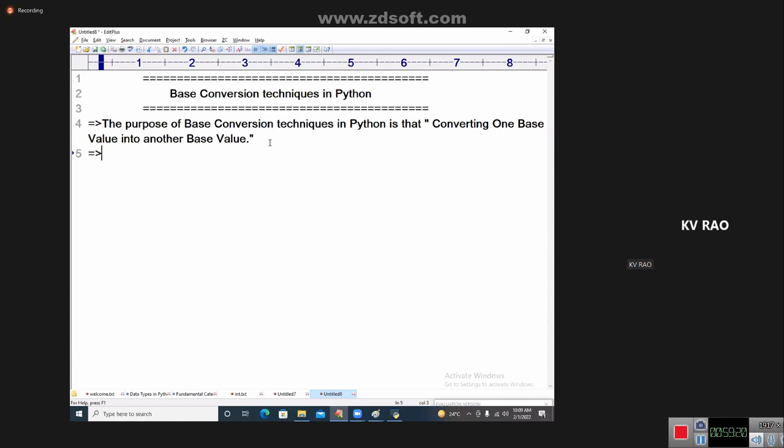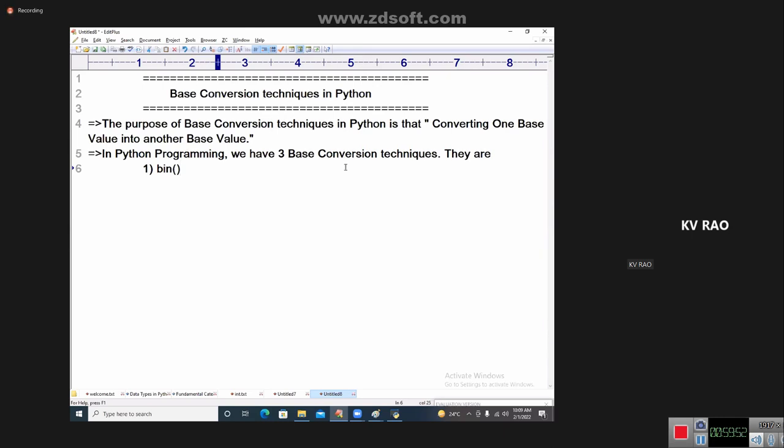What is it? Look at that. In Python programming, we have 3 base conversion techniques. What is the first base conversion technique? The first one you are getting is a predefined function, bin().